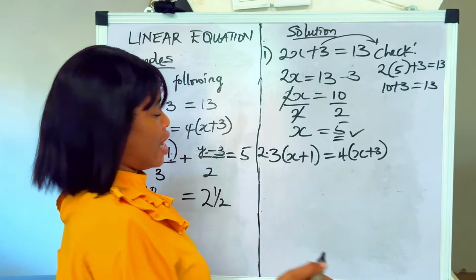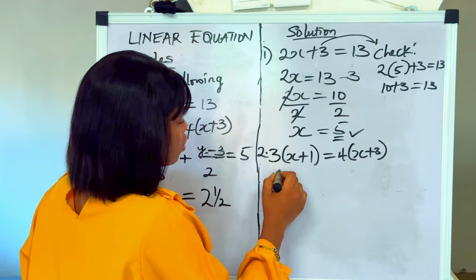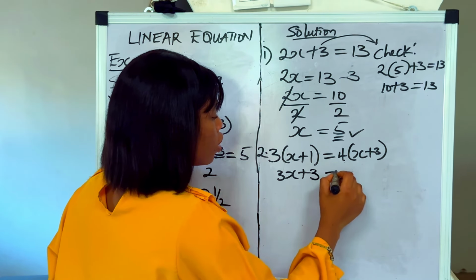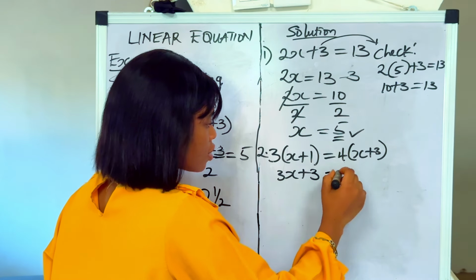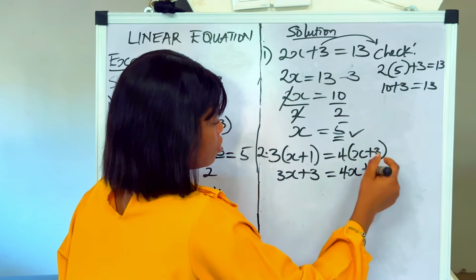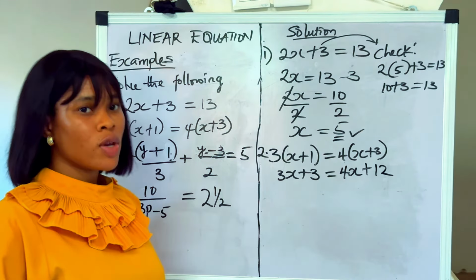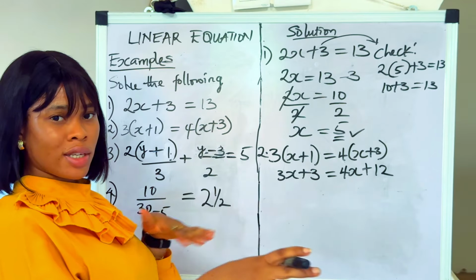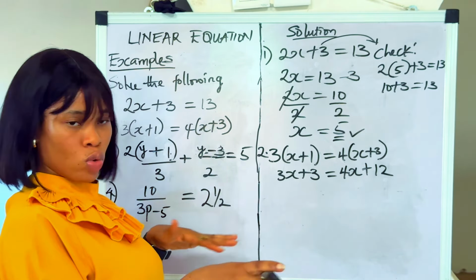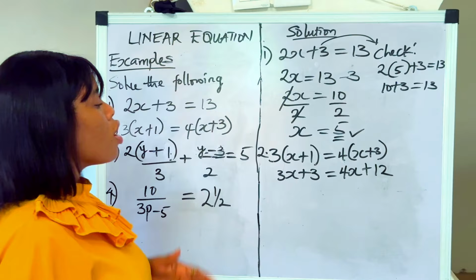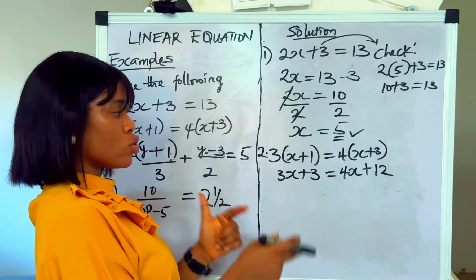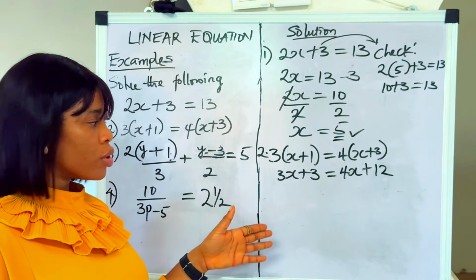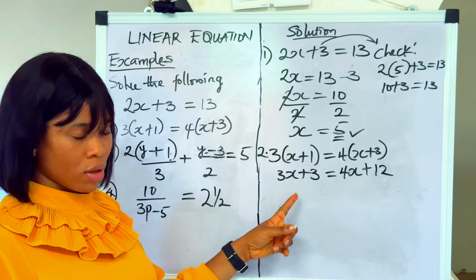So when we're doing that, we have 3 times x gives us 3x plus 3 times 1 gives us 3 equals 4 times x gives us 4x plus 4 times 3 gives us 12. Now you can see we have successfully cleared the bracket. Now we are getting towards a simple linear equation. So now the next thing to do is to collect like terms. Remember, what are we looking for? We are solving for x.